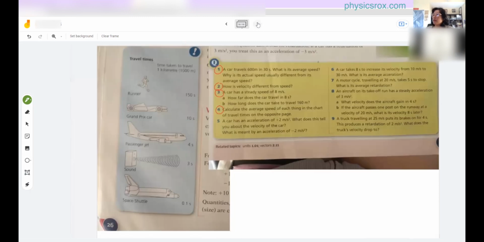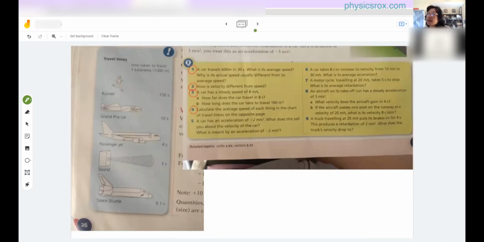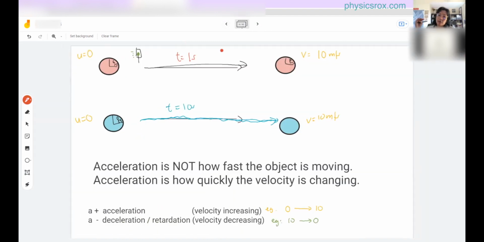So I think you can try, can you understand the negative and positive? That means acceleration is increasing, getting faster and faster, whereas deceleration, negative, means it's slowing down.